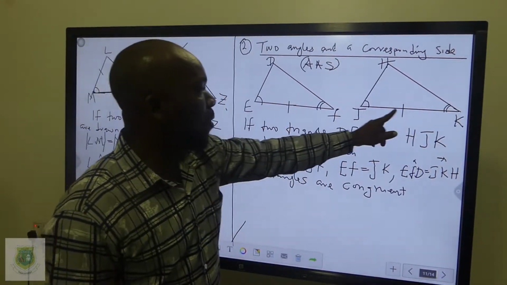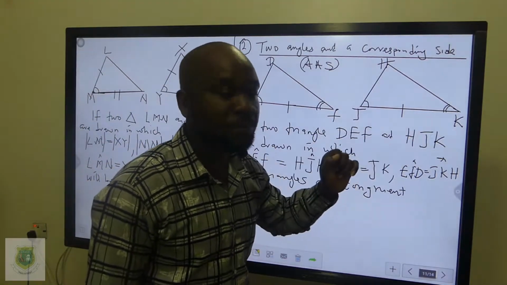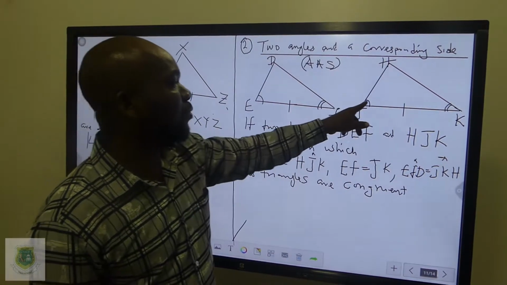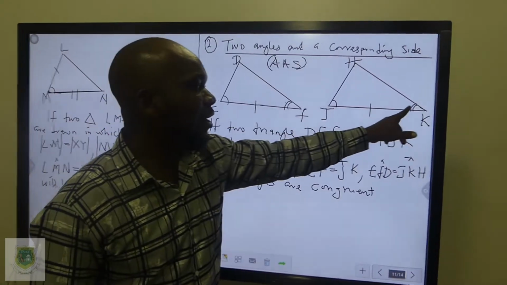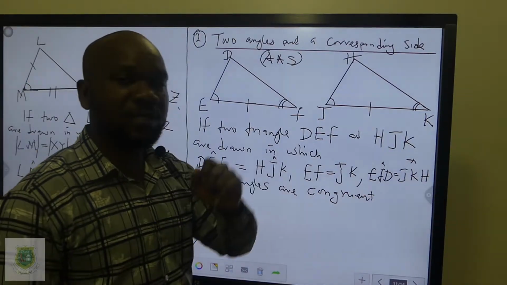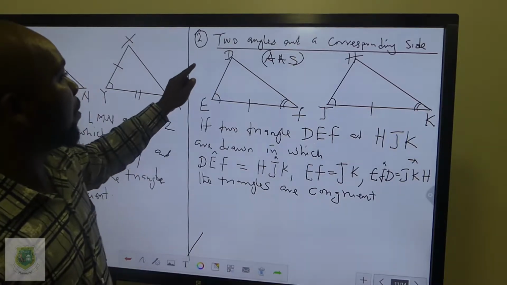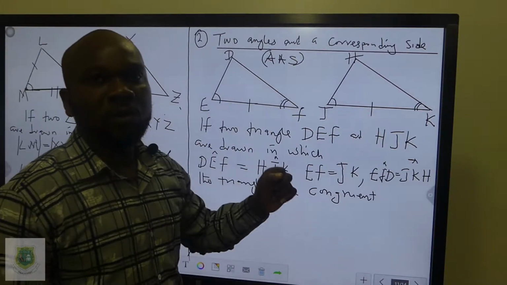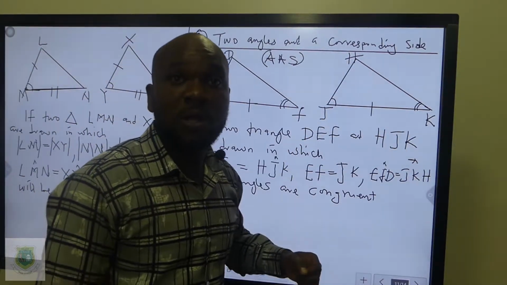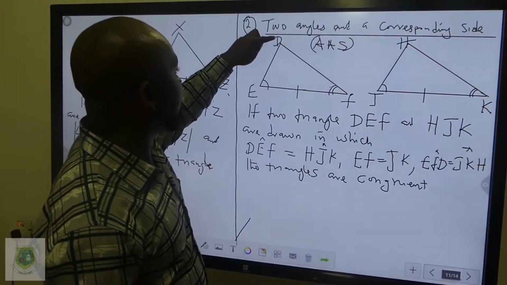This is 1, 1. So which means side EF is equal to JK. Angle at E is equal to angle at what? J. Angle at F is equal to angle at what? K. Once such a thing happens, it means that they are what? Congruent. Remember that in this triangle, this is triangle DEF. You will not come and say triangle JKH. No. If you say it that way, which means that they are no longer what? Congruent.